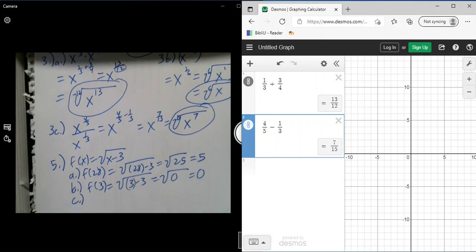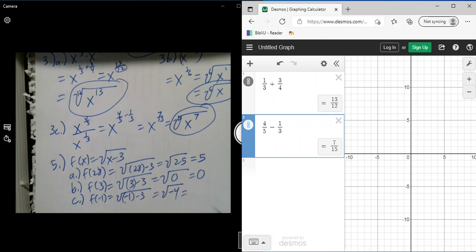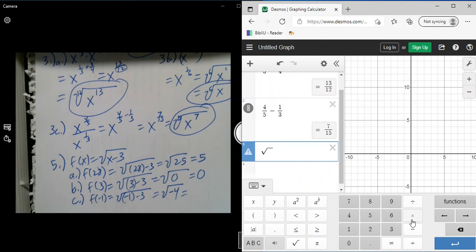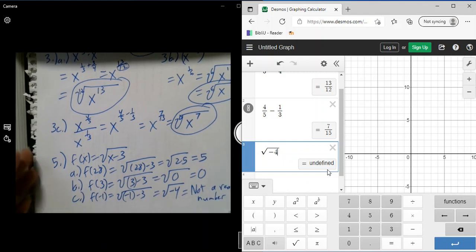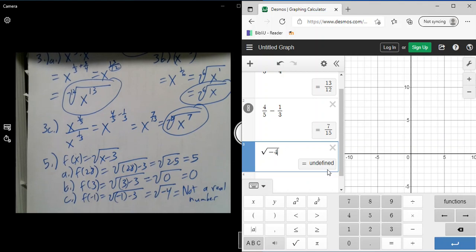Now we go here to c. F of negative 1. We'll take the square root of negative 1 minus 3. So it'd be the square root of negative 4. Now your calculator will say error. Matter of fact, let me see what it says here in Desmos. The square root of negative 4, it says undefined. But what you are supposed to put is not a real number, because later on we're going to deal with the complex number system. So the square root of -4 actually does have an answer. It's just not a real number.